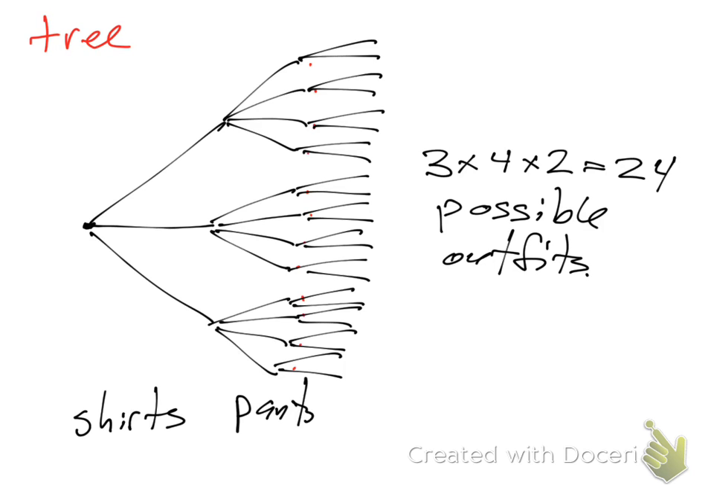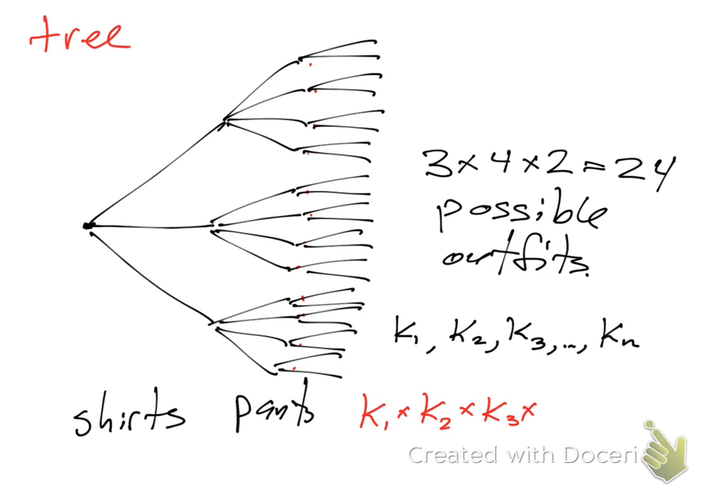So what the fundamental counting principle says is that if you've got to make a bunch of choices, and you have k1 ways of making the first choice, k2 ways of making the second choice, k3 ways of making the third choice, all the way through kn ways of making the last choice, the total number of choices is simply k1 times k2 times k3 all the way times kn. You just multiply them together. And so this is pretty straightforward, but we can use this in some other contexts.